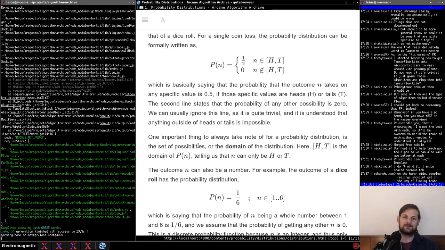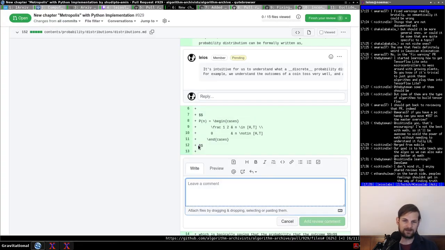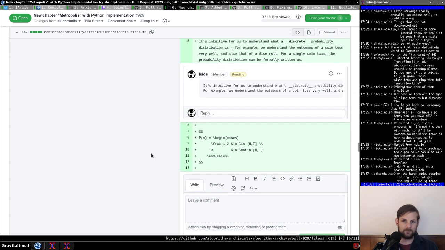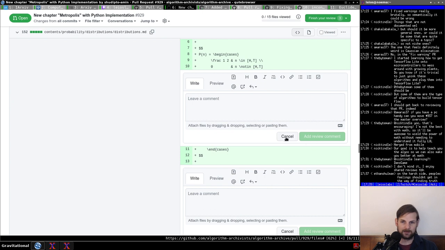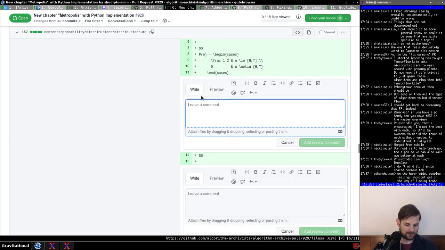Okay, so basically, which is basically saying that the probability that the outcome n takes on any specific value is 0.5. If those specific values are h or t, wait, let me reread this, which is written as p is equal to this, which is basically saying that the probability that the outcome n takes on any specific value is 0.5. I feel like that's kind of clunky. Am I the only one that feels like that's a little bit clunky? I think what we should do is probably modify this so that there's a period at the end. Not that one, sorry. Modify, cancel this, and then end cases. I think what I want to do is make a suggestion here.